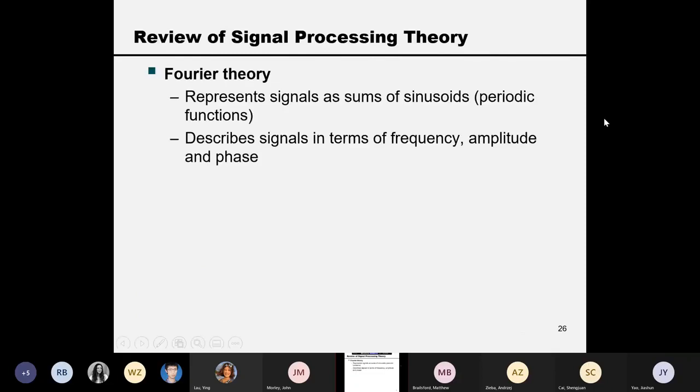First of all, we try to review the signal processing theory. As I said, the core or the fundamental theory here is Fourier transform. So it's called Fourier Theory, right? Fourier Theory means we represent any signal, which means in this case any seismogram or any seismic waves, as a sum of sine, cosine functions, right? So that's the fundamental.